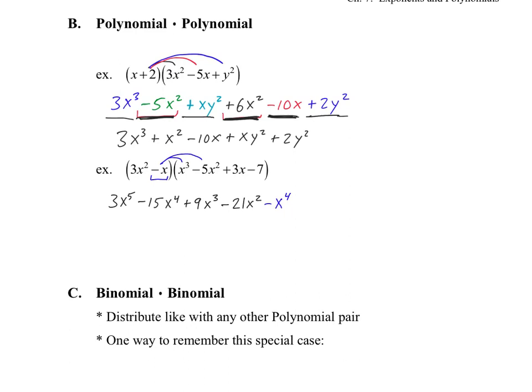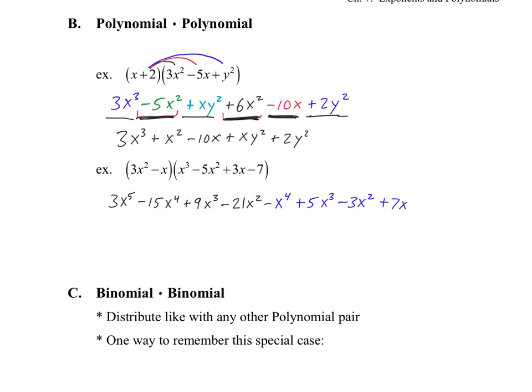So negative 1 times negative 5 gives me a positive 5x to the third. And then negative 1x times positive 3 is minus 3x squared. And last we have the negative 1x times a negative 7 gives me a positive 7x. Okay, so we have all that. Now we just go back and collect like terms.